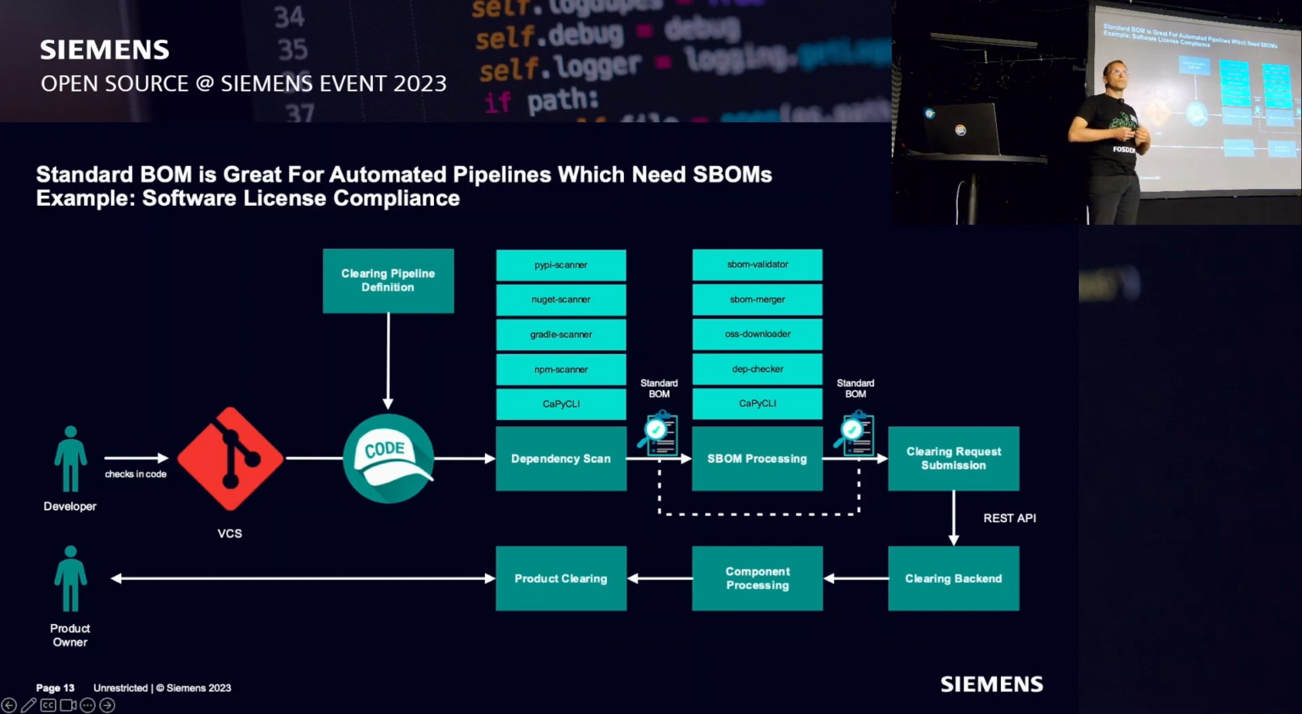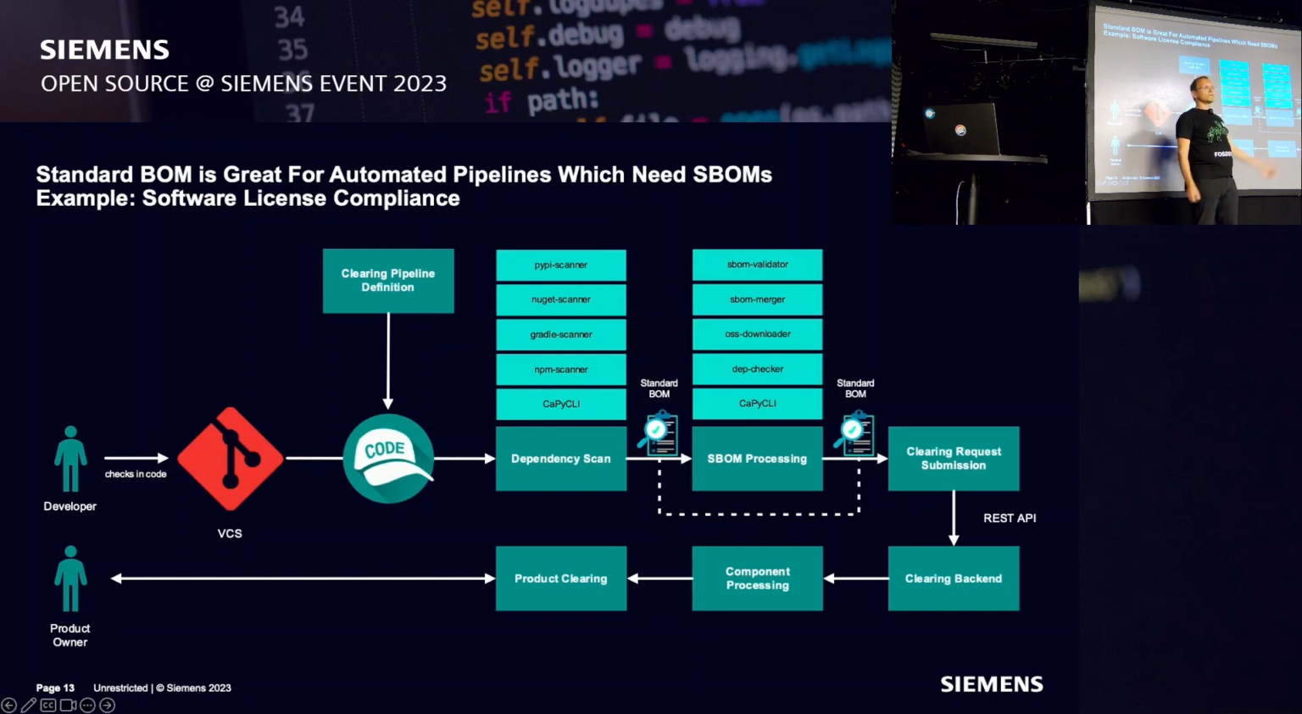Now, what do we want to do with this? So we have developers and they check in code, hopefully to code.siemens.com. You see all the t-shirts here. And there should be a CI pipeline, and in the CI pipeline, you do a dependency scan. So you can use our scanners, or you can use probably one from CycloneDX or from Syft or whatever. Maybe, well, then you have a first version of the BOM.